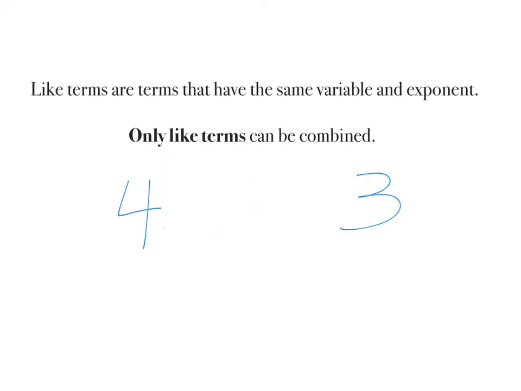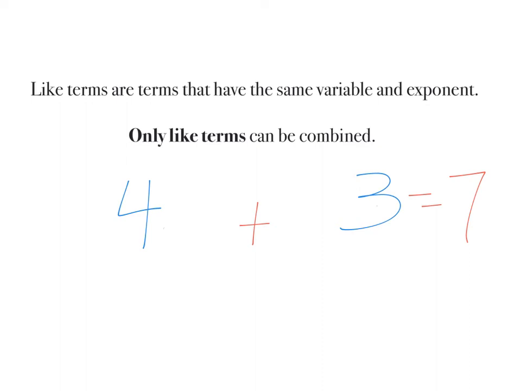What about this example? 4 and 3, are they like terms? Well, these are like terms that you should be familiar with adding since you were a child, since you were in grade 1 or 2. 4 and 3, of course, are like terms. They have the same variable, no variable. They have the same exponent, no exponent visible. So can we put together these like terms, 4 and 3? Of course we can. 4 plus 3 is going to give us 7.